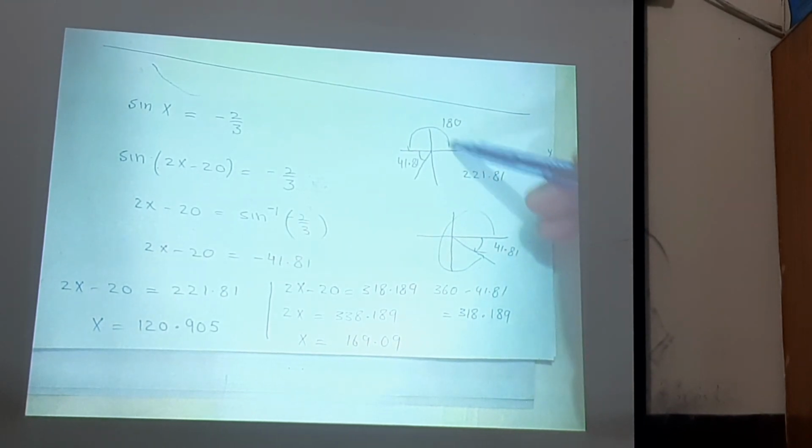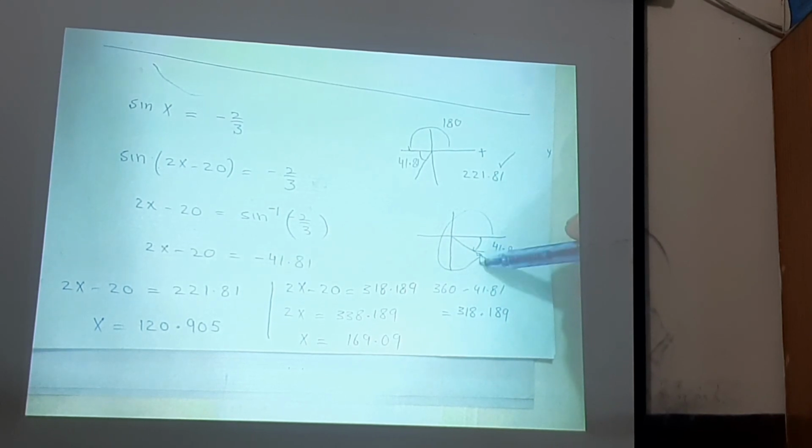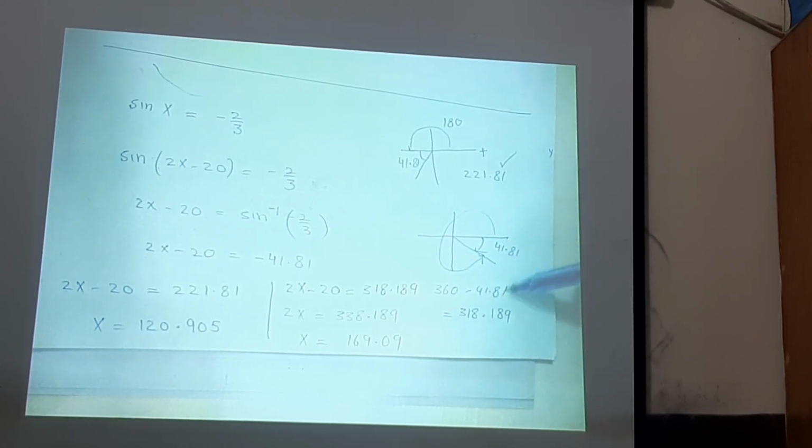Now I am going to find my angle from the positive x-axis. So in this case it will be 180 plus 41.81. So my answer will be 221.81. And when your angle is in the fourth quadrant, the total angle is 360, and I need to find my angle up to this point. So 360, the total angle, a complete circle, minus 41.81. I will be obtaining my angle from the positive x-axis right from here. So it will be 360 minus 41.81. My answer will be 318.189.